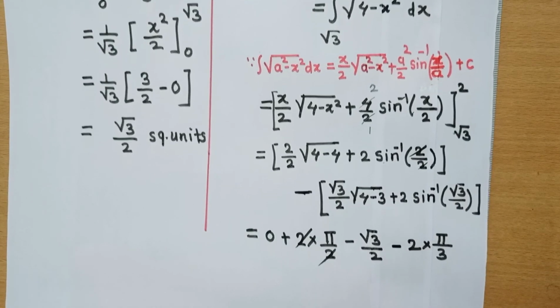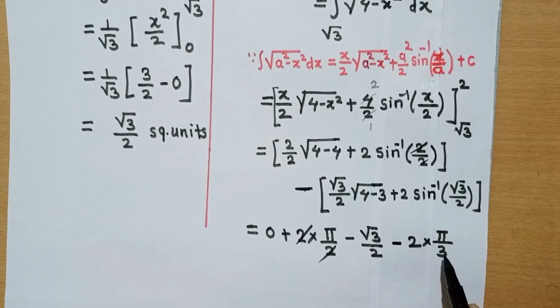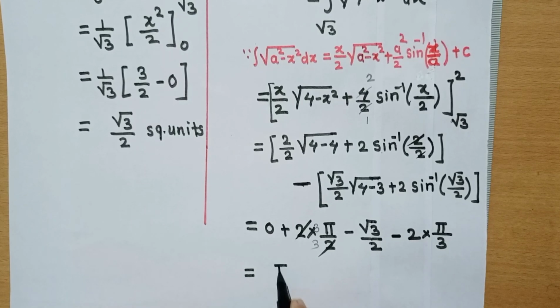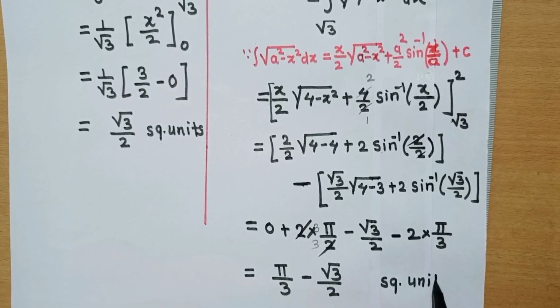Again this gets cancelled. This is 2 pi upon 3, and we will make the denominator the same. So upside and downside we will multiply by 3. So here 3 and here 3. Now 3 pi upon 3 and minus 2 pi upon 3. So 3 pi minus 2 pi is simply pi by 3. And so here pi by 3, and this minus root 3 upon 2 square units. This is the area under the circle.